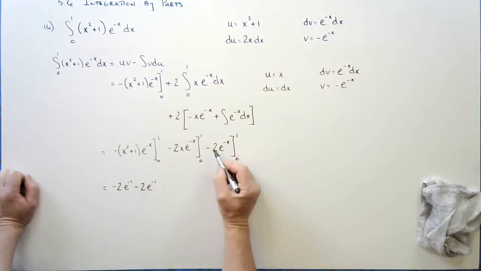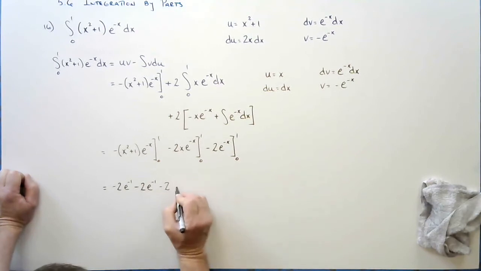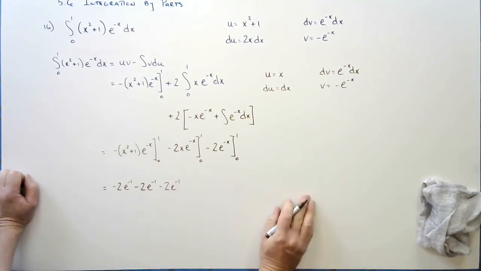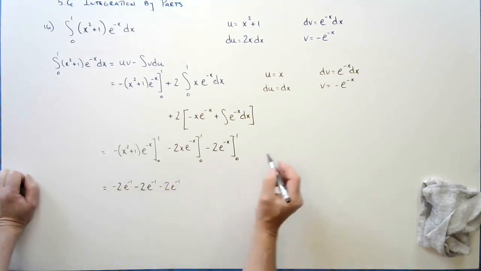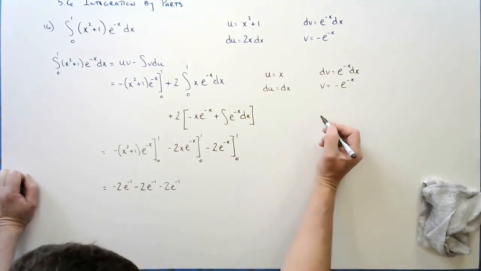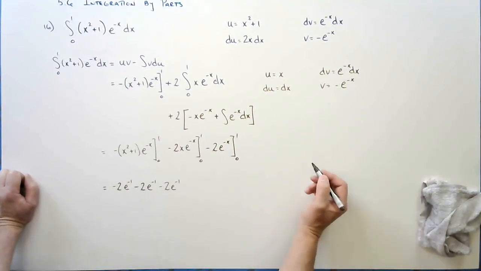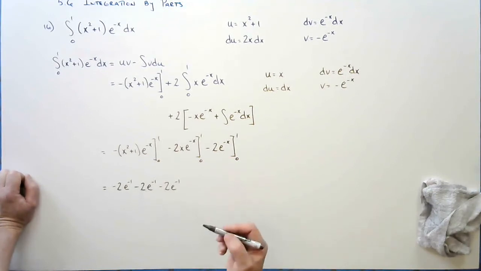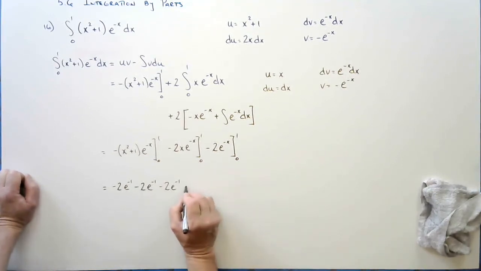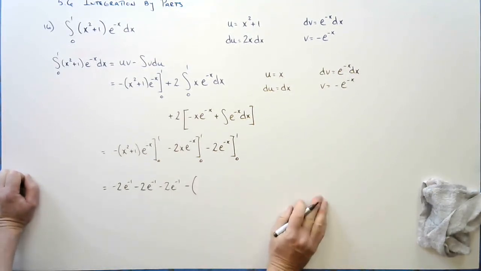Here we're going to put in a 1, and we're going to get another negative 2 e to the minus 1. So that's our F of b, right? When we do our evaluation theorem, we have F of b minus F of a, our antiderivative evaluated at b, the upper bound, minus the antiderivative evaluated at a, the lower bound. All right, so don't forget that part.